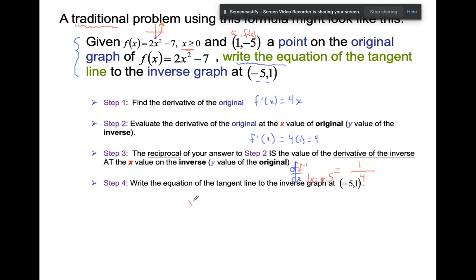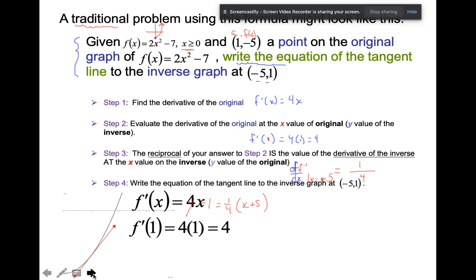And now, hello, done. There's the graph of the original. There's the slope of the tangent at the original at 1 comma -5. The derivative of the original at the original domain. Use my inverse little shortcut. Write the equation of the tangent line.